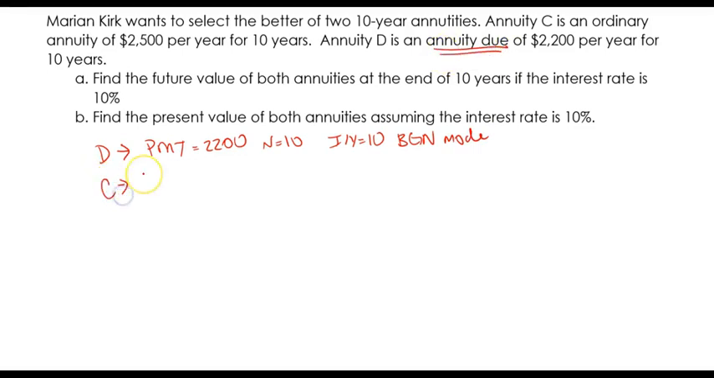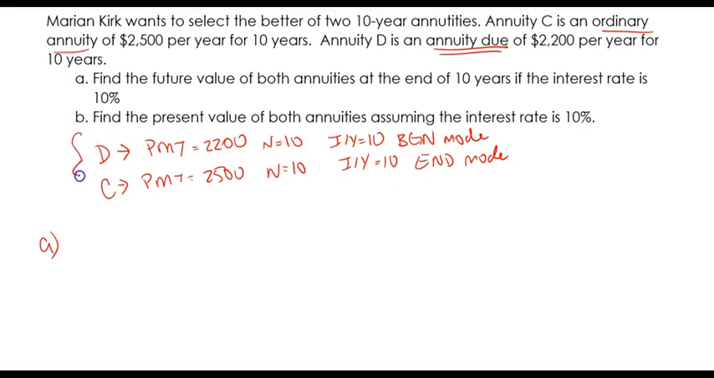For option C, the payment would be $2,500, 10 years at 10%, but this is an end mode because it's an ordinary annuity. So we need to know the difference. So let's find the future value. Option A asks us to find the future value of both annuities.